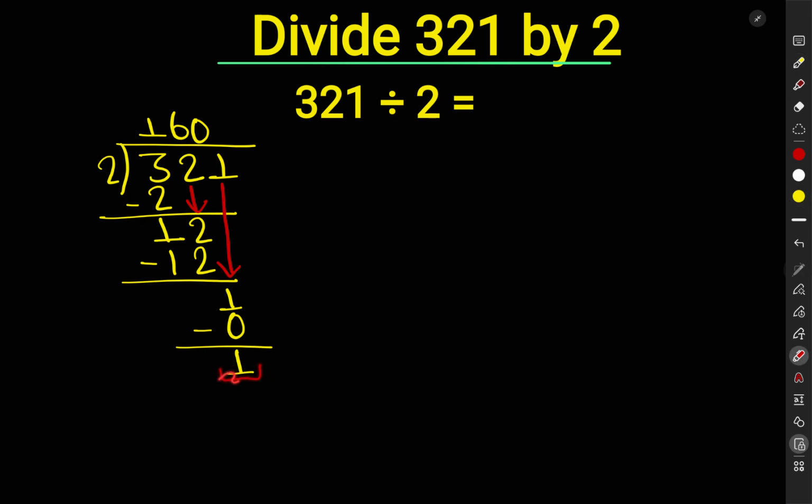So now this 1 is less than 2 and there is no other number beside. So we put here decimal so that we take 0. So now it became 10 and 2 times 5 means 10. On subtracting we get 0. So 321 divided by 2 is 160 decimal 5.